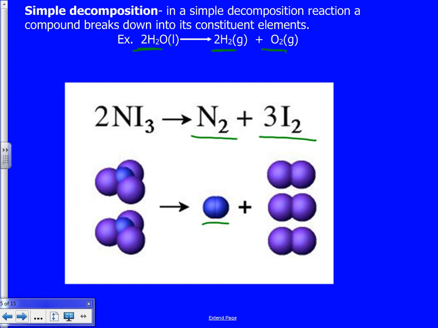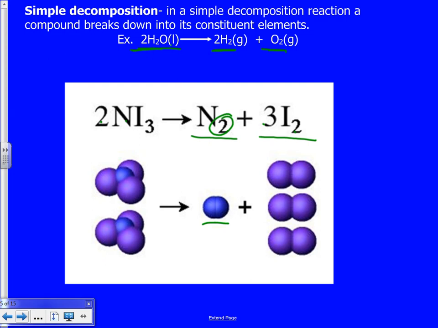Okay, so we get a molecule of nitrogen and we get 3 molecules of iodine. In the end, 2 times 3 is how many? 6. 3 times 2 is how many? 6, so that's balanced. 2 times 1 is 2, and this says that there's 2 nitrogens on that side, so we know that yes, we've obeyed the law of conservation of matter, and we still have the same amount on this side. All right, so a simple decomposition reaction starts out with 1 compound and breaks down into 2 or more elements, depending on how many elements were in the compound.